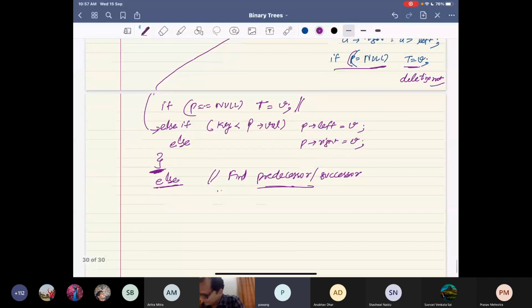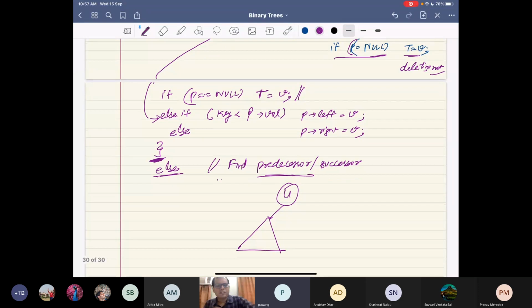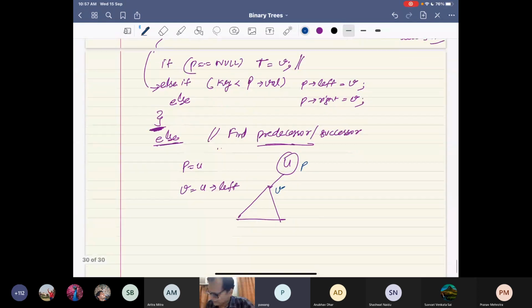So I am at U, and I have to find the largest in the left. So I'm saying, okay, my P becomes U, and my V becomes U left. So this becomes my P, and this becomes my V. Then I keep on doing that until I find that V does not have a right, to go to the rightmost of V. So while V right is not equal to null.